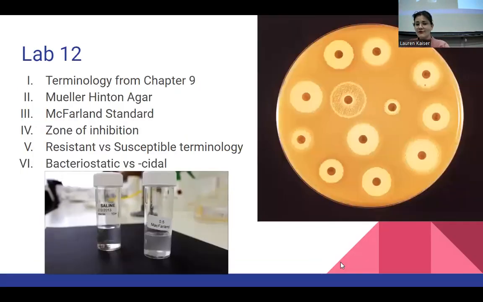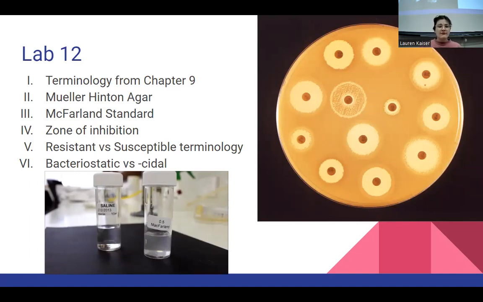Moving on to lab 12. I think this one's the disinfectants. Lab 13 is antibiotics. Both are very, very similar in technique, concepts, everything. You're going to be looking at bactericidal versus bacteriostatic. Both of those are going to be very important concepts when it comes to the exam as well.